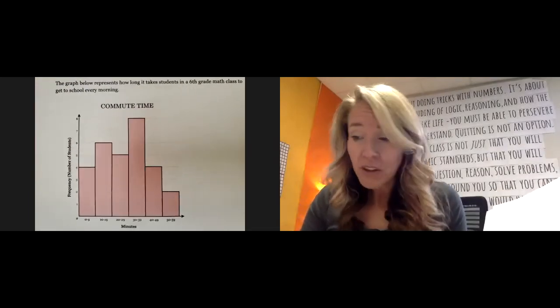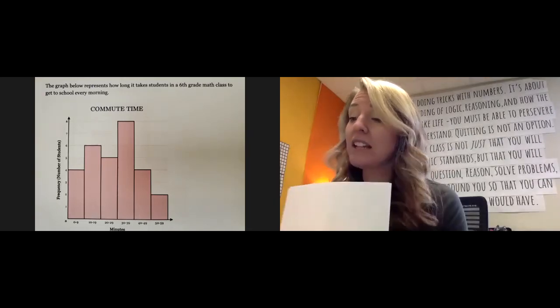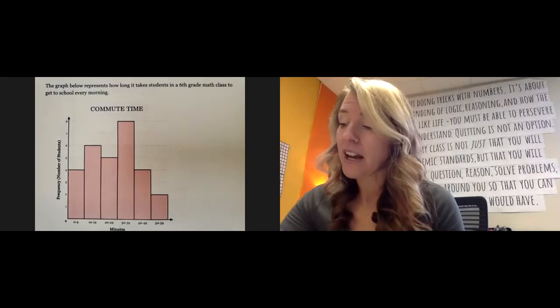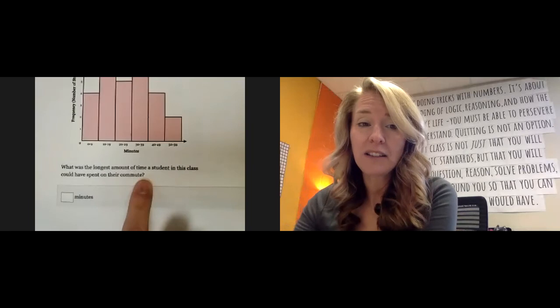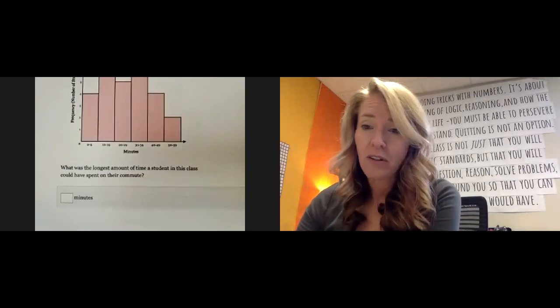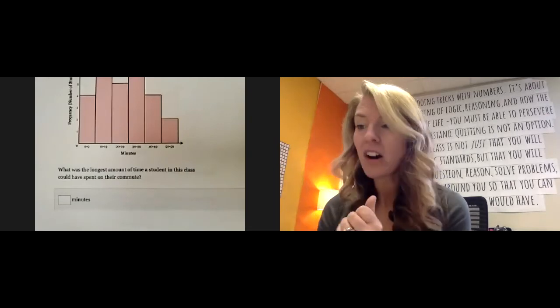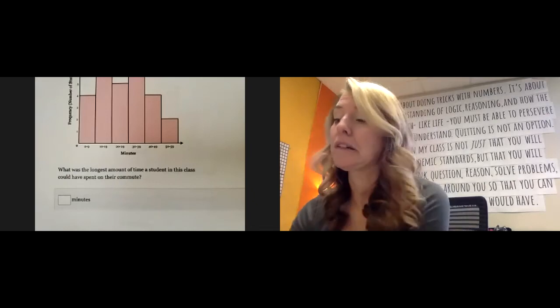It looks very similar. The graph below represents how long it takes students in the 6th grade math class to get to school every morning. What's the longest amount of time a student in this class could have spent? They're asking you again to make sense of what's happening on that graph. What's the longest amount of time somebody is in the car? If you think about our school district, we have some students who ride the bus a long time.